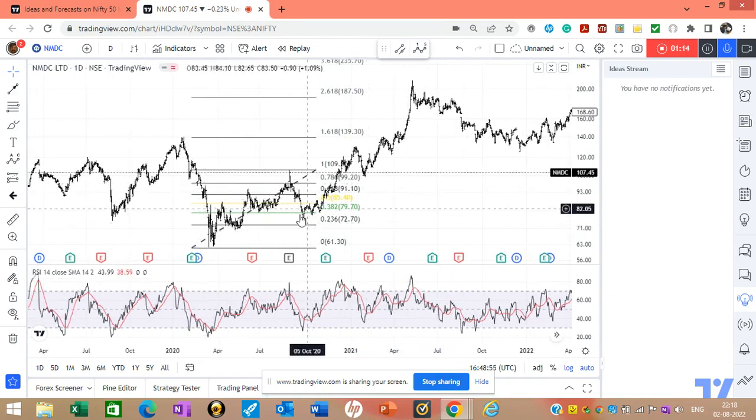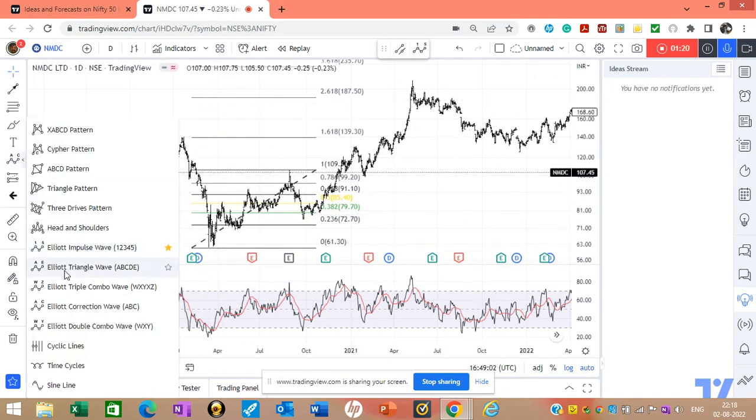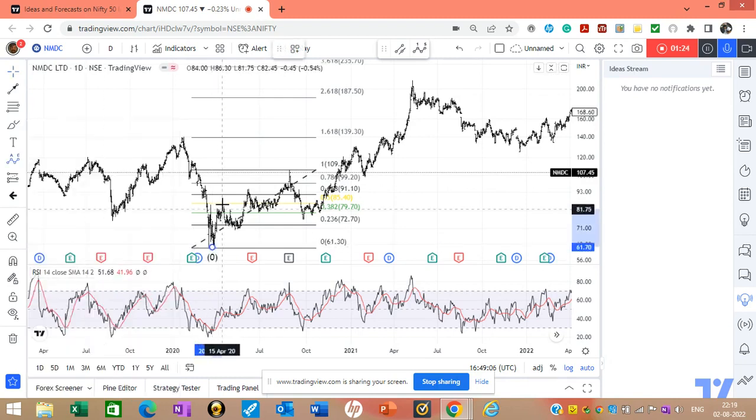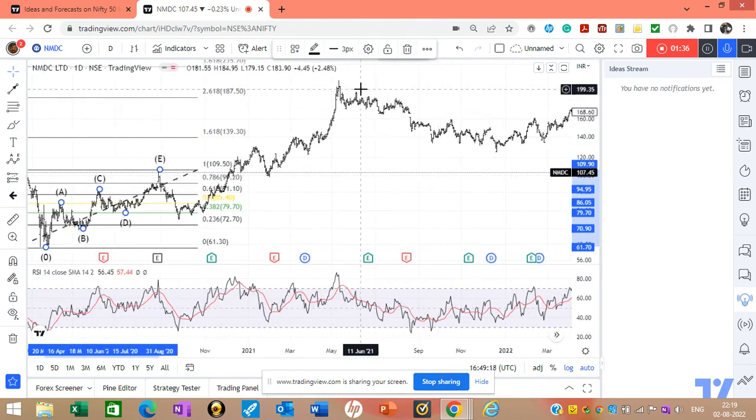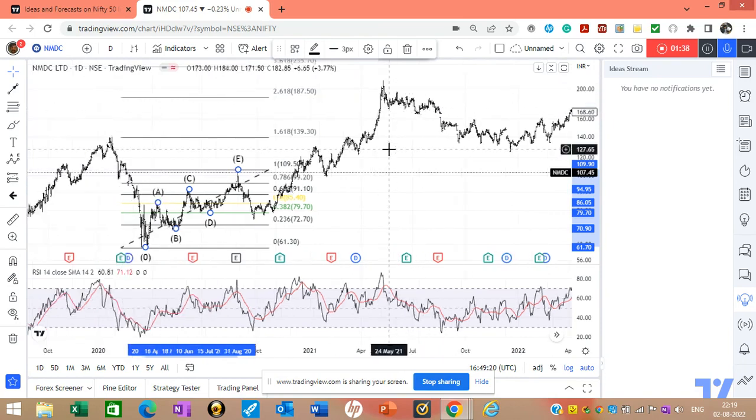So herein you see the leading diagonal pattern has appeared as wave 1, and this would be like this: A, B, C, D and E. So these patterns appear as wave 1 or as wave A, B, C, D, that kind of patterns.